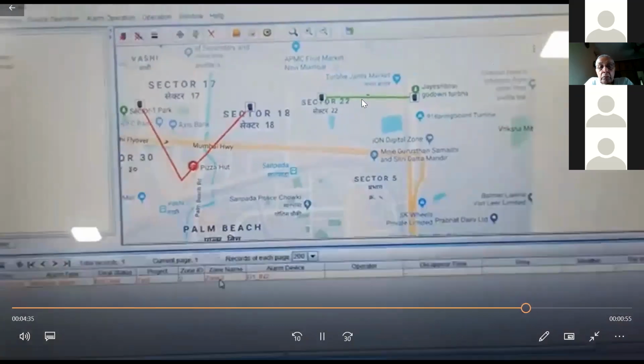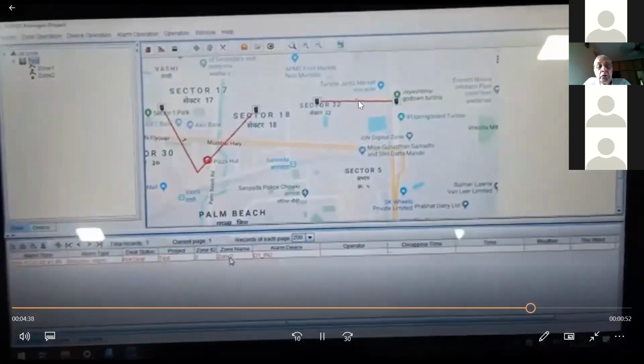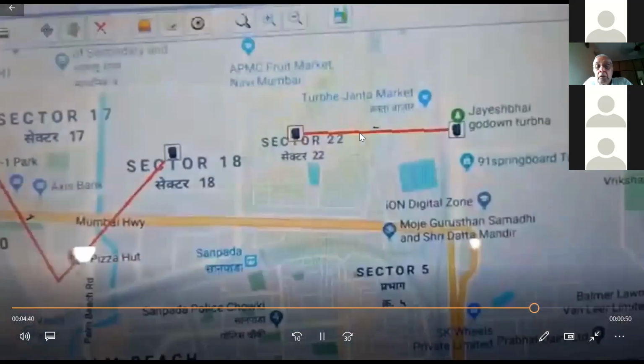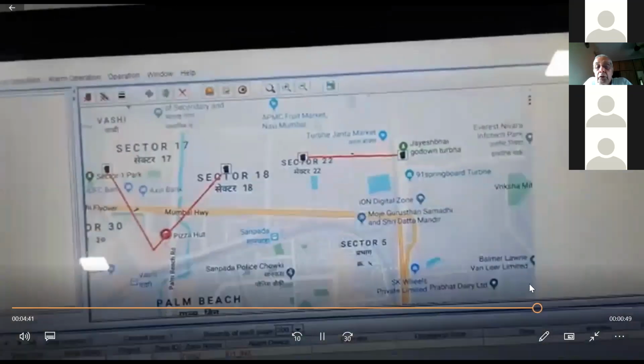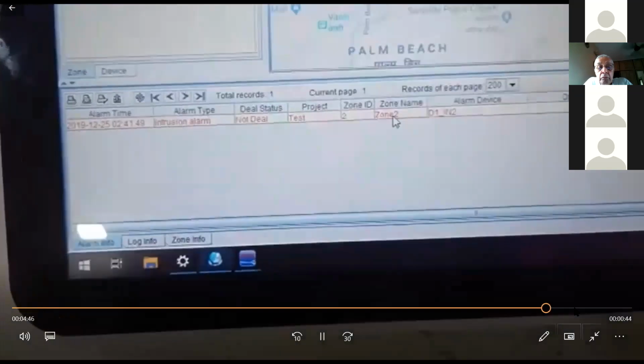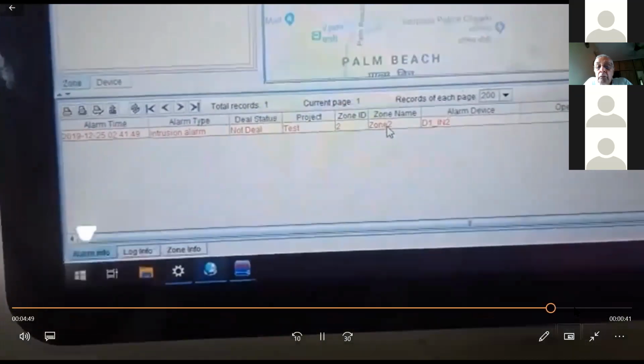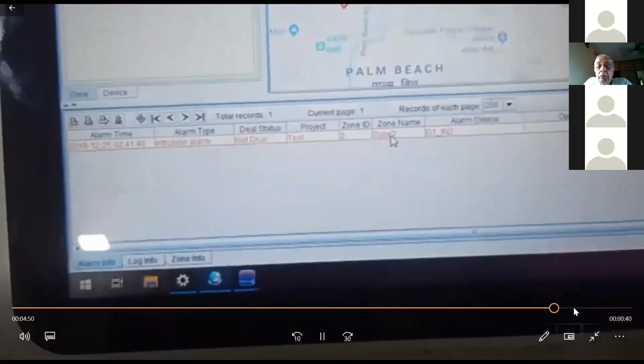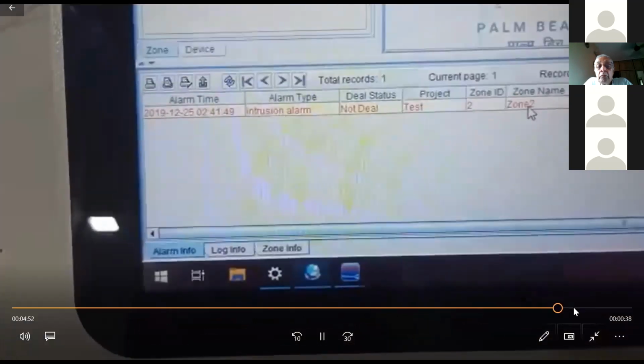You can see this green line will become red when there is an intrusion. It will become red, and we see that in this zone some intrusion has happened. So you can record the timing and location and all this.